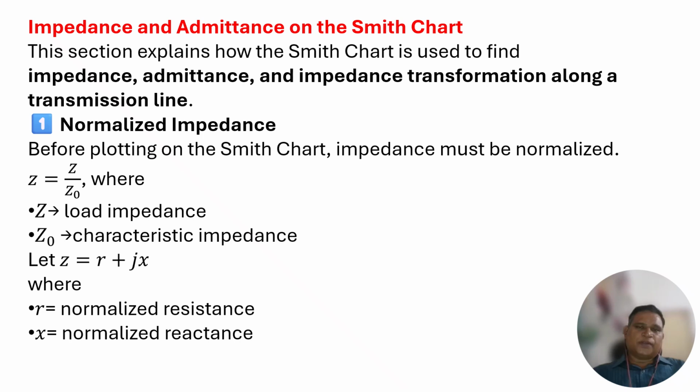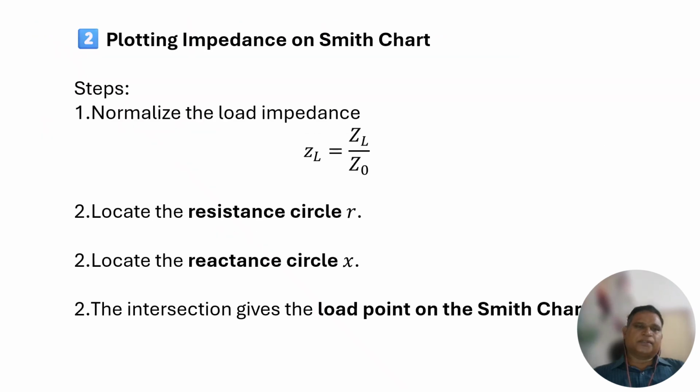Impedance and admittance on the Smith chart. This section explains how the Smith chart is used to find impedance, admittance, and impedance transformation along a transmission line. First one is normalized impedance. Before plotting on the Smith chart, impedance must be normalized. Here, this is a normalized load impedance, z is equal to ZL by Z0, where ZL is the load impedance and Z0 is the characteristic impedance. Let z is equal to R plus jX, where R is the normalized resistance and X is the normalized reactance.